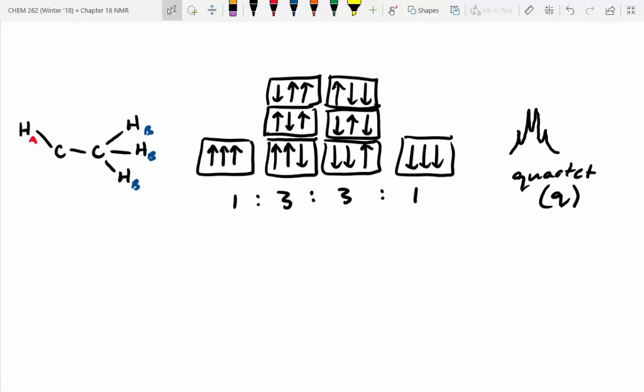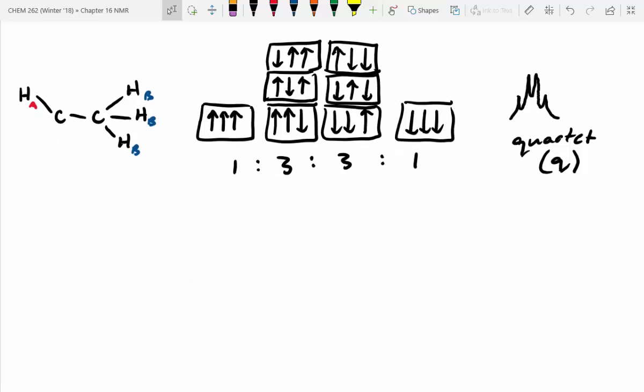So you can keep on doing that. The really simple trick you can do to predict the splitting pattern is take the number of neighboring protons and add 1 to it. We call that our n+1 rule in order to predict splitting. In the case we just went over, we had 3 HBs. Add 1 to that, we get a quartet. So it's pretty easy to predict. Let's make some notes here.